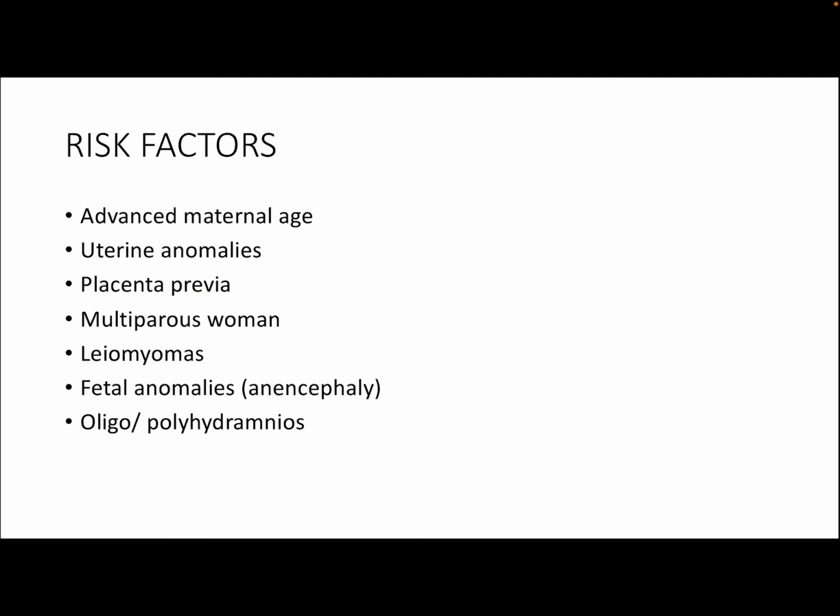So coming to risk factors. Risk factors include advanced maternal age, uterine anomalies, placenta previa, multiparity, leiomyomas taking up space, not giving space for proper presentation of the fetus, fetal anomalies, and as we already discussed, oligohydramnios or polyhydramnios. And also, it's important to know that the risk for recurrence of breech is also high and increases with increased number of previous breech presentations.